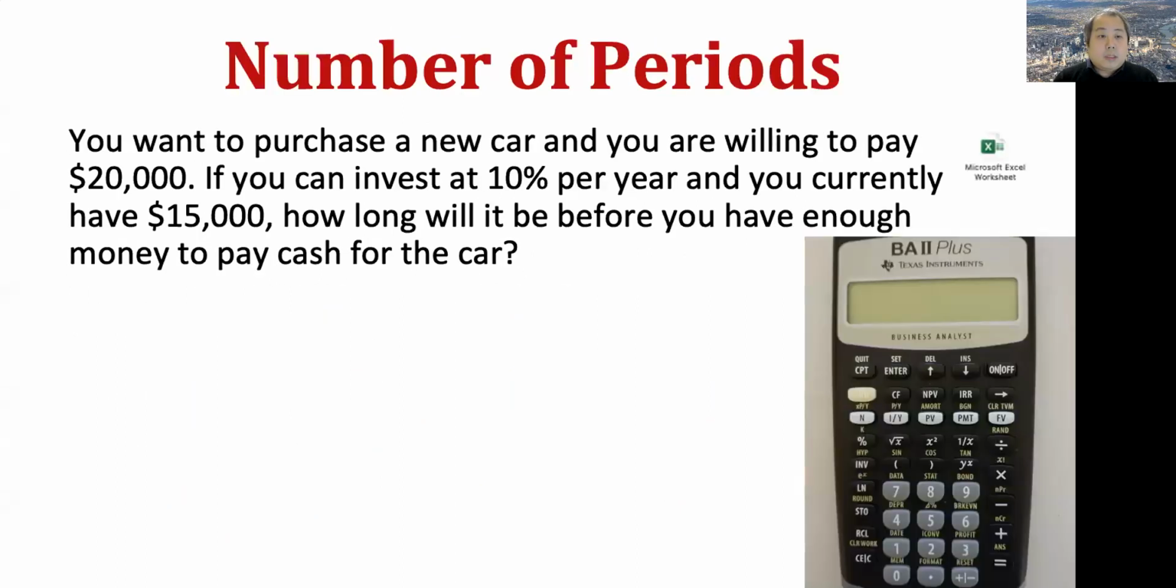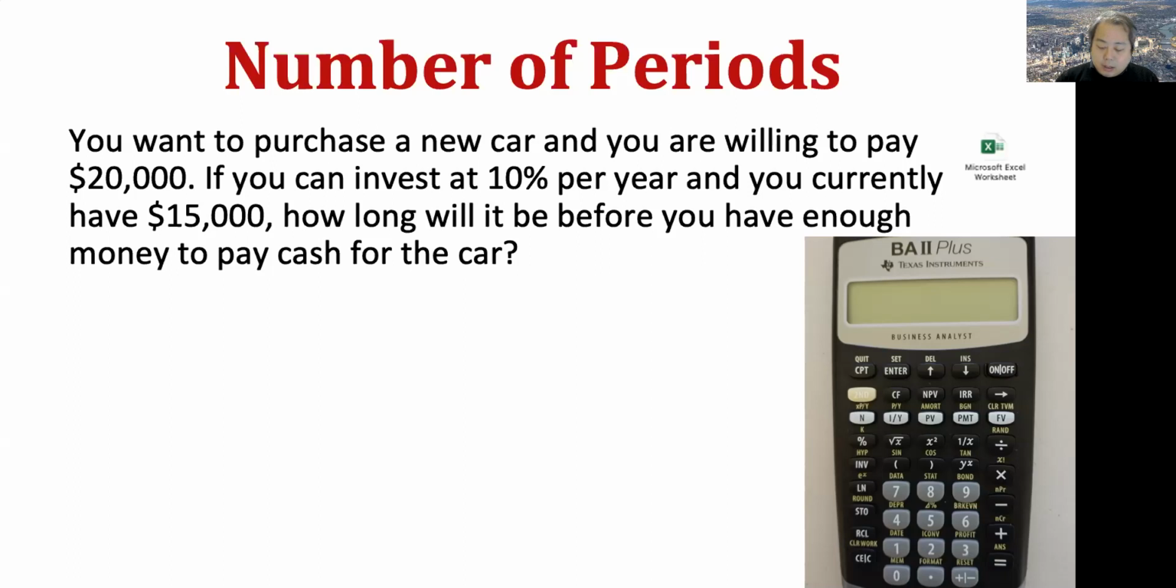Finding number of periods. So you want to purchase a new car and you are willing to pay $20,000. If you earn and invest at 10% per year, and you currently have $15,000, how long will it be before you have enough money to pay cash for the car? So you have $15,000, you make 10% interest, you're going to get the $20,000. How many years do you need to invest? So it's a finding number of periods problem. I'm not going to show you the formula because the formula is very complicated here. I just want you to use the calculator or Excel.